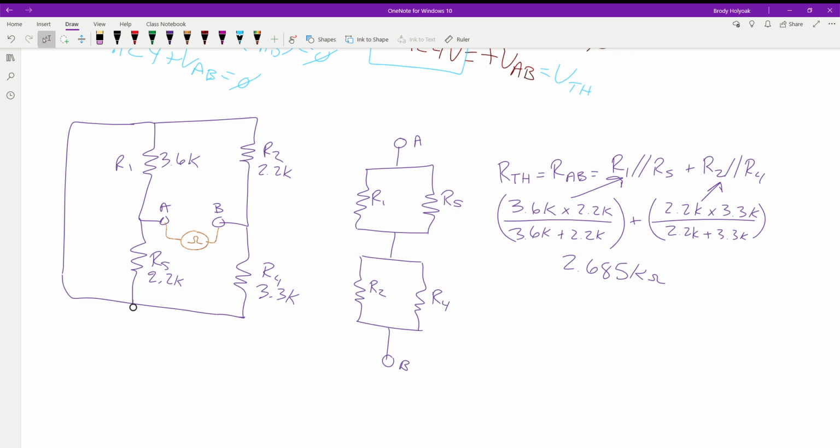And that's why I started with here. We went with A. What's A connected to? Okay. Well, what's R1 connected to? What's R5 connected to? And in this case, we know that there's only one connection, so we only have one connection.